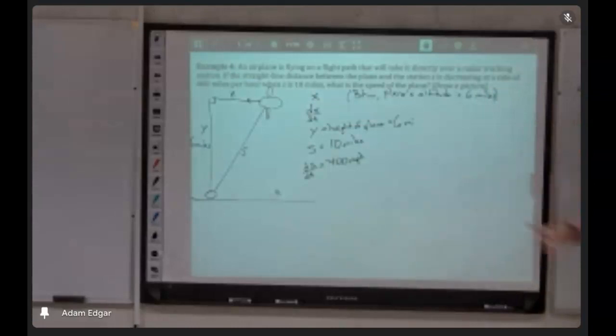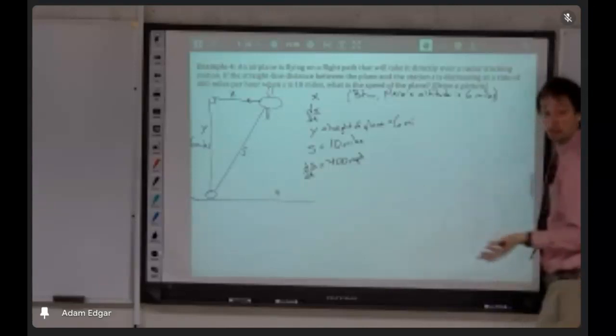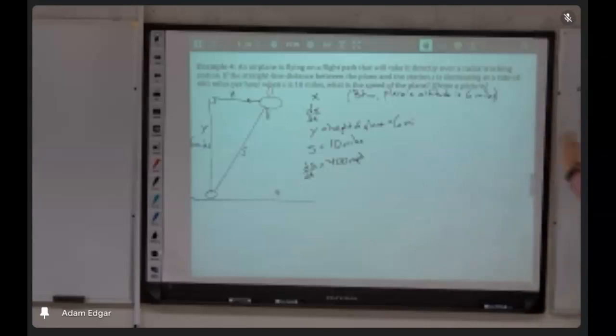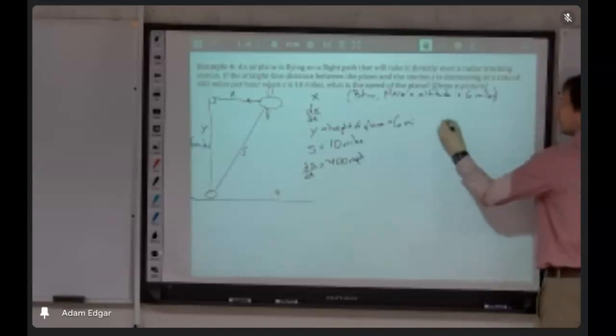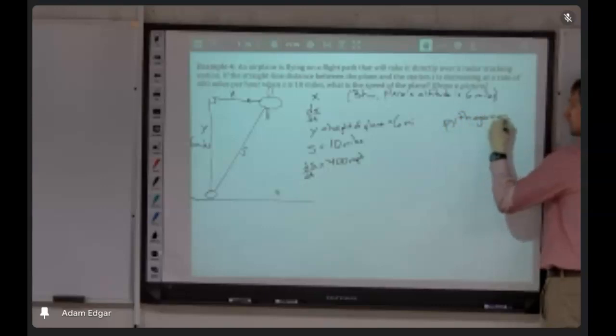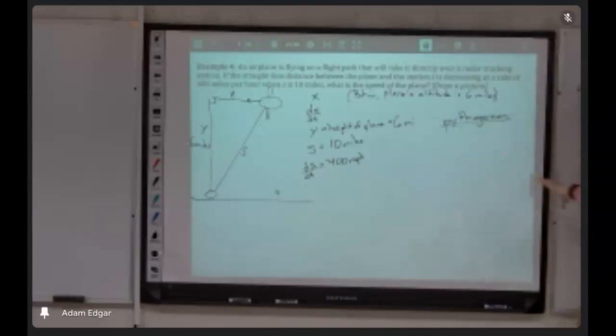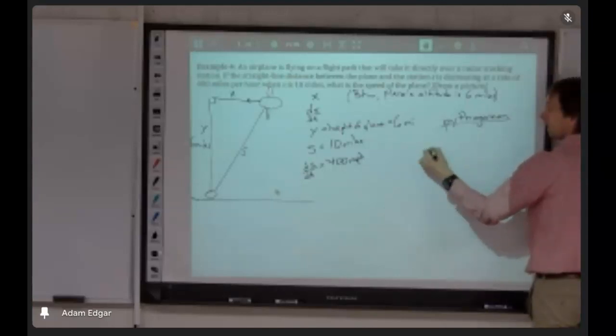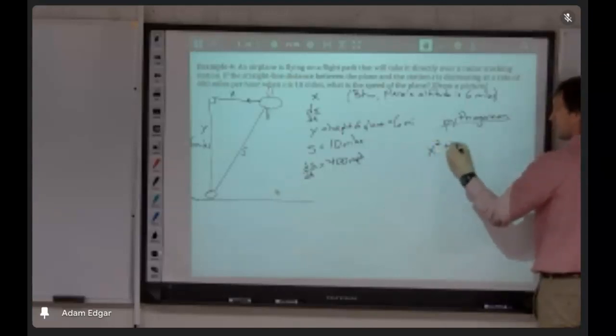What equation can we use to relate the 3 sides of our right triangle? Pythagorean theorem. So this is a Pythagorean theorem problem. You look at your picture and say, I've got a right triangle, and I'm talking about the sides of the right triangle: Pythagorean theorem. So on a lot of these triangle problems, if you're just talking about the sides of the triangle, it's a Pythagorean theorem problem. And so we have x squared plus y squared equals s squared.